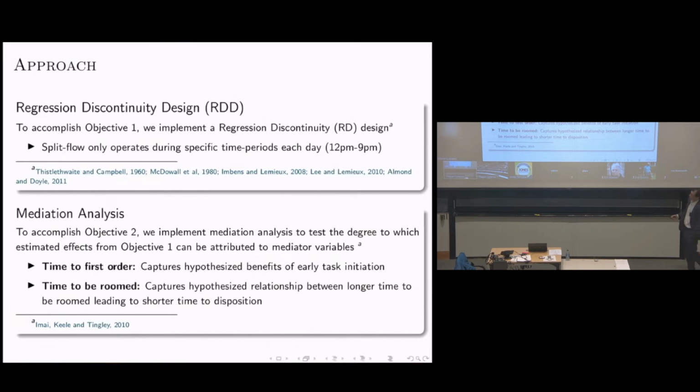And then the other one is time to B room, which is also an outcome, but it can also be a mediator. And the reason we included this as a mediator is because we hypothesize that a longer time to B room, because the physician is spending more time with the patient up front, can lead to shorter time to disposition after. So if the physician's spending a lot of time trying to diagnose, look at what's wrong with the patient, maybe that leads to a shorter time to disposition.